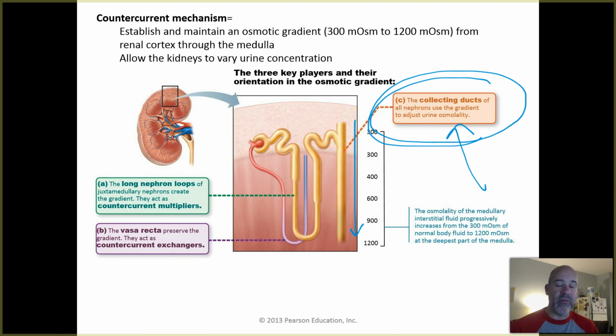And why do you have to have the gradient? Well, as you suck water out of the collecting ducts, the solutes are not passing out. The water is leaving the collecting ducts, which means the solutes inside the collecting ducts are getting more concentrated. So if you want to keep sucking water out of the collecting ducts, then you better have a gradient of solutes surrounding those collecting ducts so that water keeps getting sucked out.